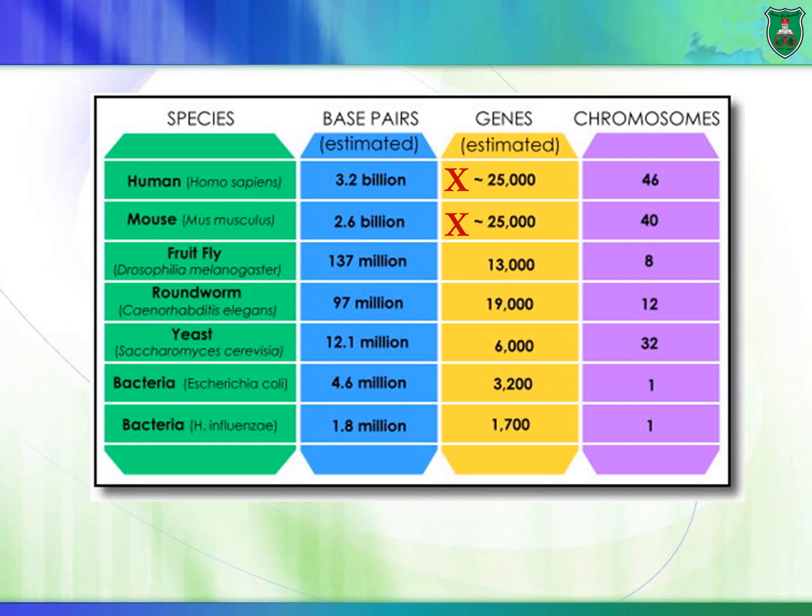So you can see the comparison of genomes. Of course, this is not for you to memorize. You just need to know the number of genes in the human genome, of course, the base pairs in the human genome, and so on, but not other organisms.